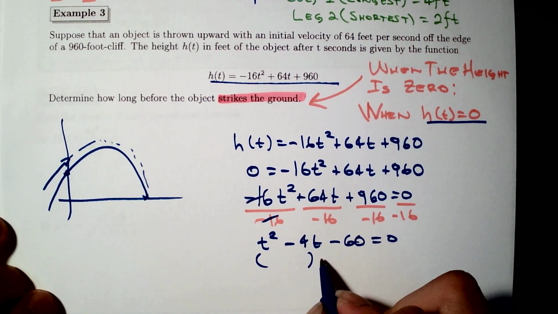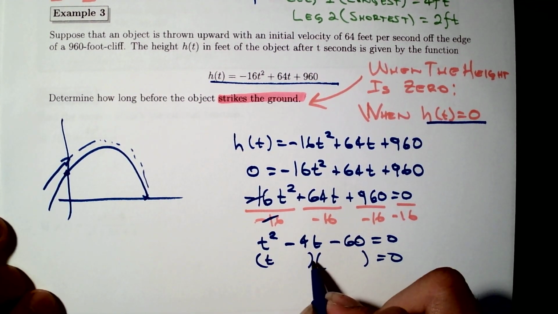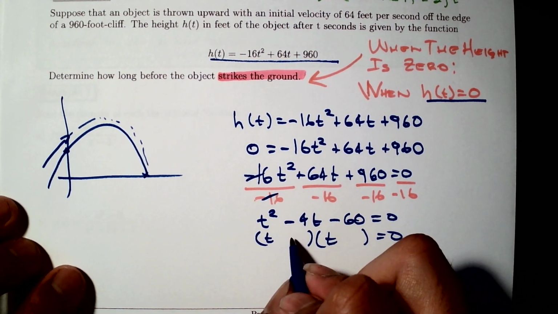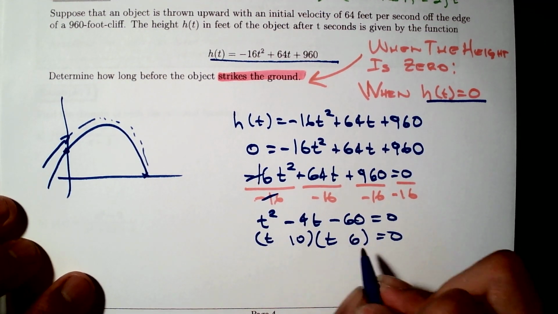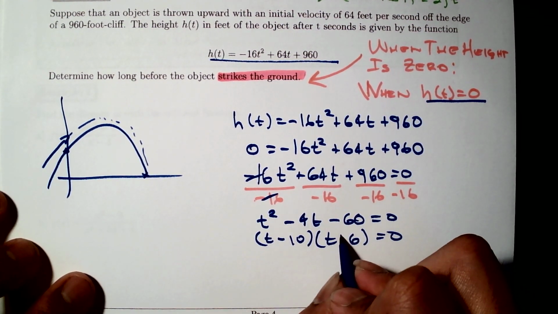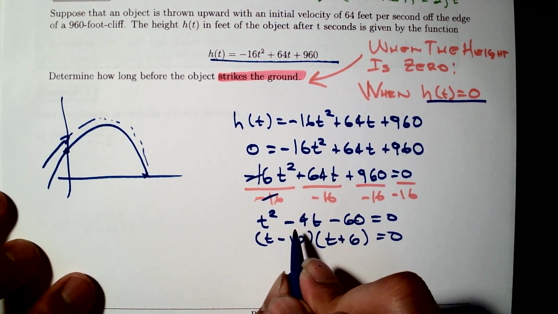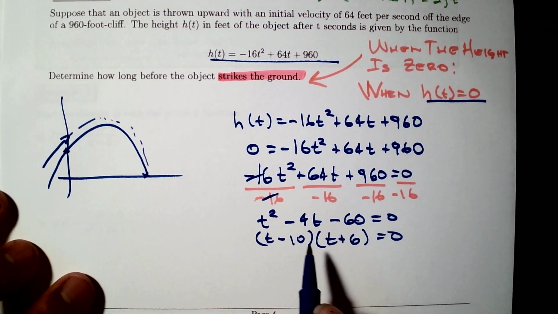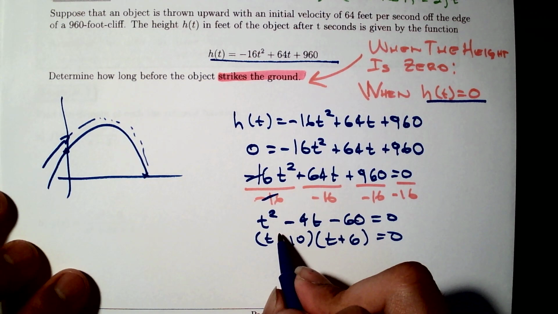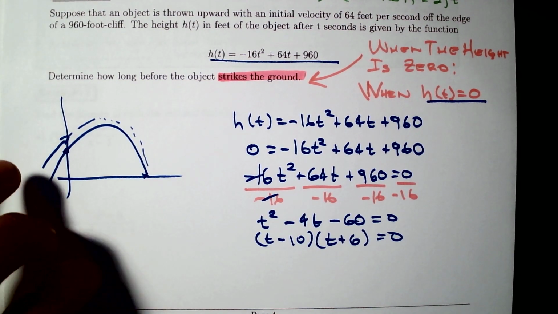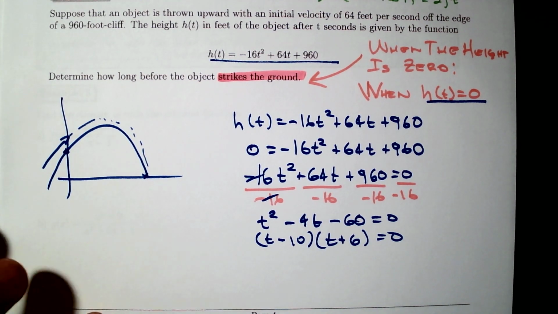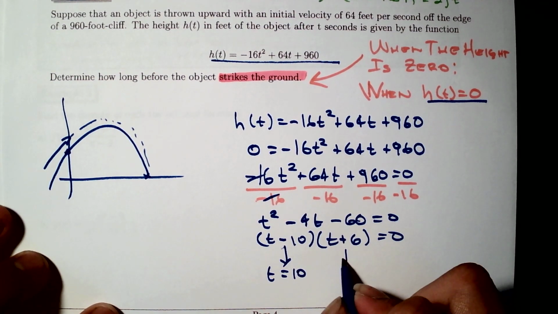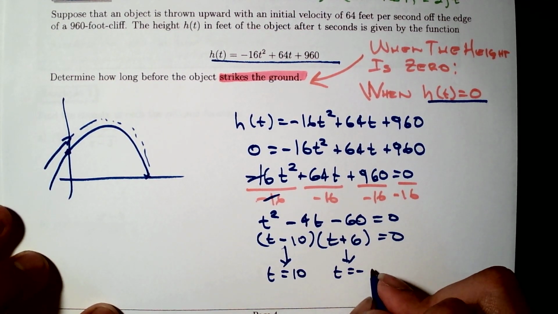And in this case, we can just do the double bubble method. t and t. Factors of 60 that add up to negative 4. I'm going to think of 10 and 6. Minus 10 and plus 6, because 6 minus 10 is going to give us negative 4, and 10 times negative 6 is also negative 60. If you do it the other way around for the signs, you will have a positive 10 minus 6, and that's not going to give us a negative 4, instead of positive. So in this case, t equals 10, and in this case, t equals negative 6.